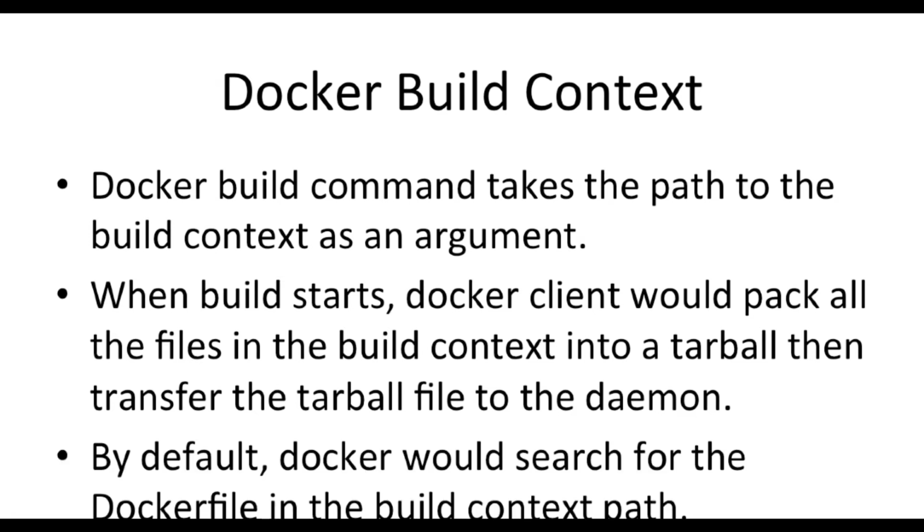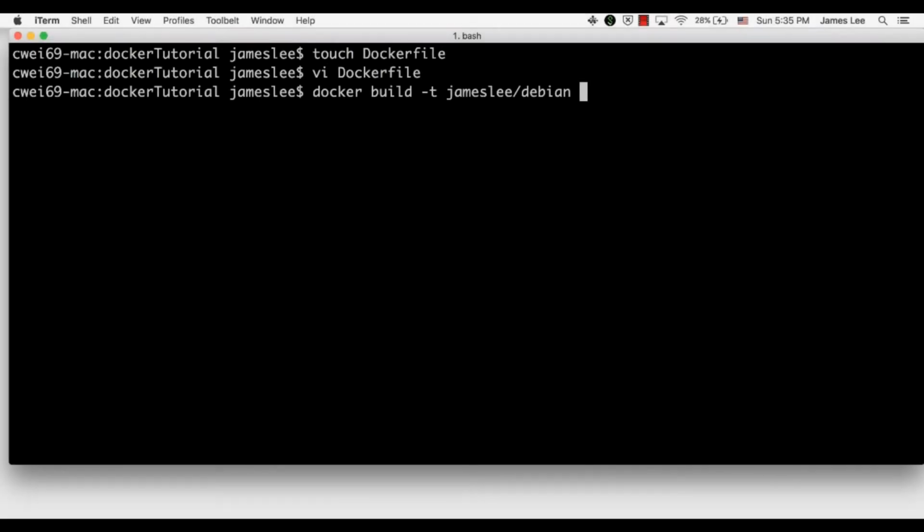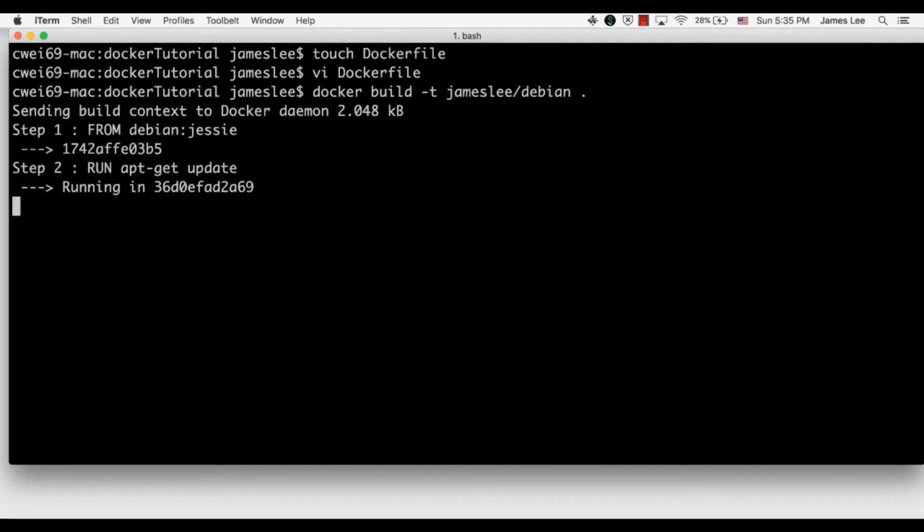What's more, by default, Docker will search for the Dockerfile in the root directory of the build context path. If your Dockerfile doesn't live in the build context path, no worries. You can tell Docker to search for a different file by providing a -f option. Here, my Dockerfile is at my current directory, so I can just use the current directory as the path. Now, we hit enter to start the build process.